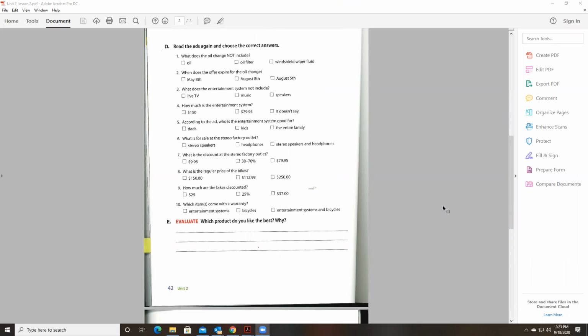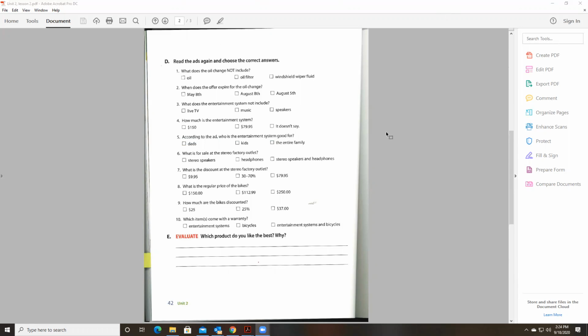Now if you look at page 42, it says read the ads again and choose the correct answers. So let's look at number 1. It says what does the oil change not include? Oil, oil filter, or windshield wiper fluid? Windshield wiper fluid. That is not something that is included in the ad.